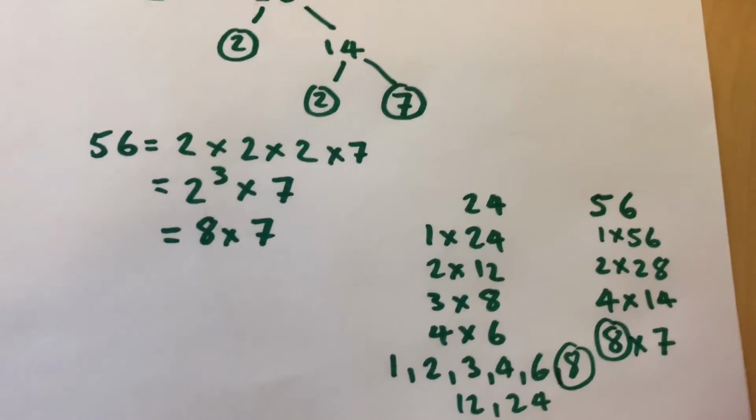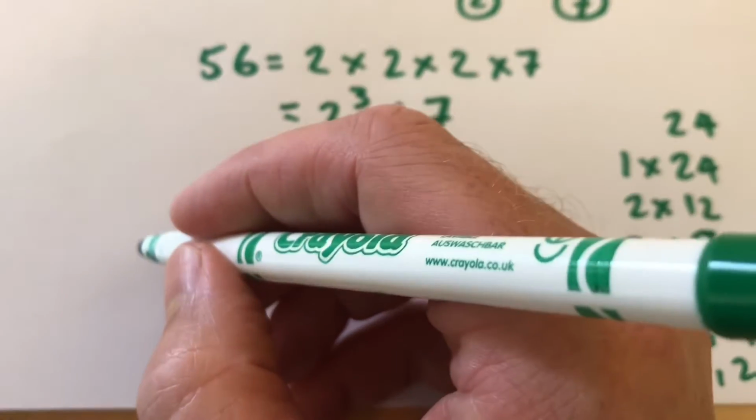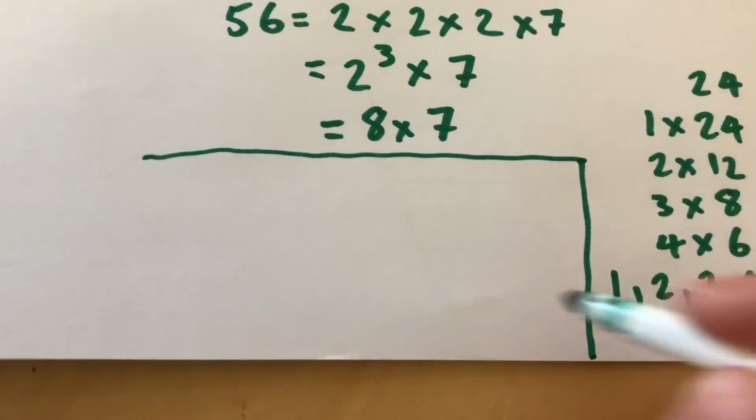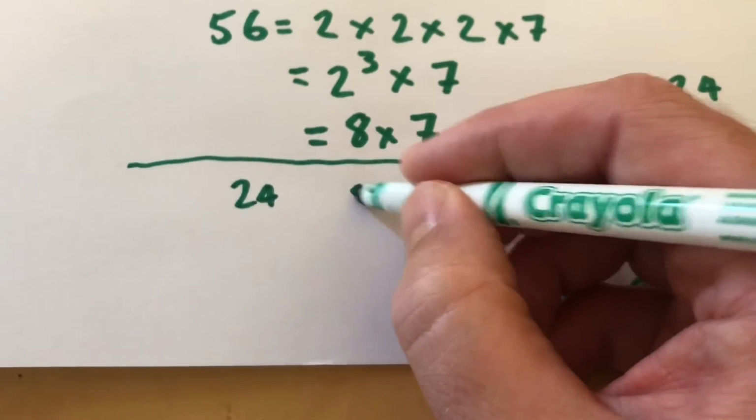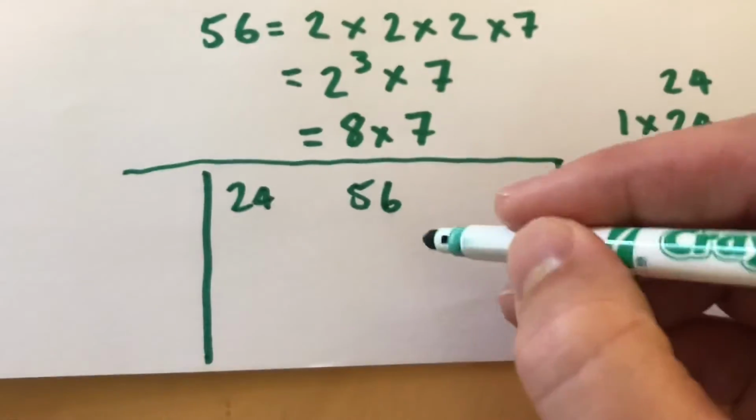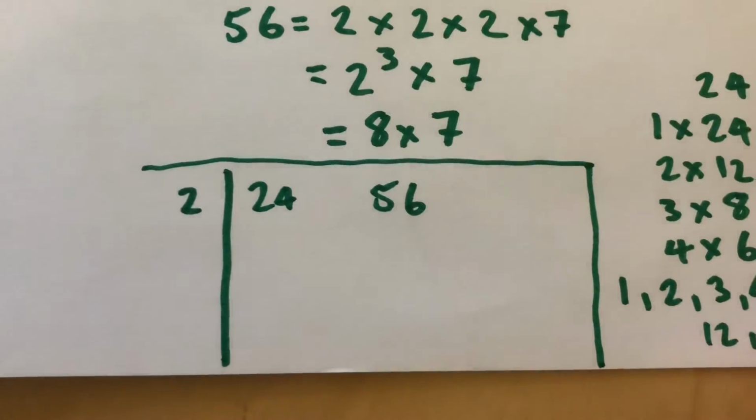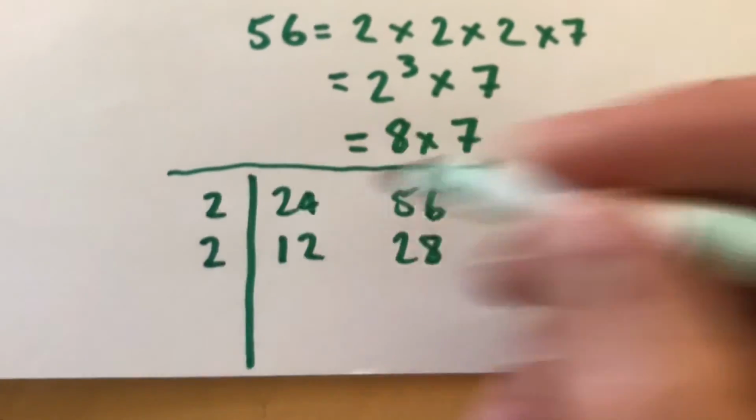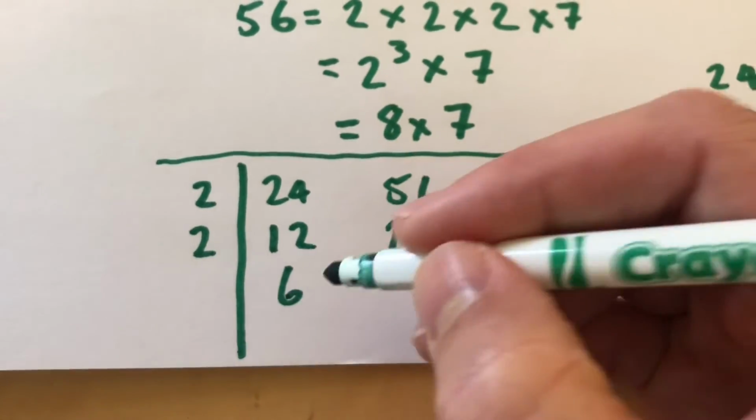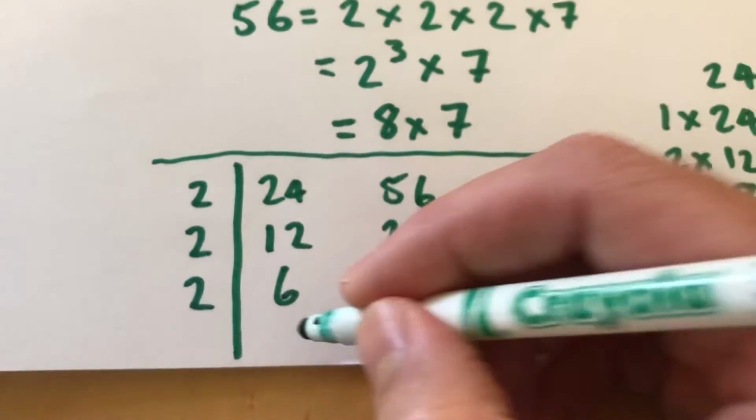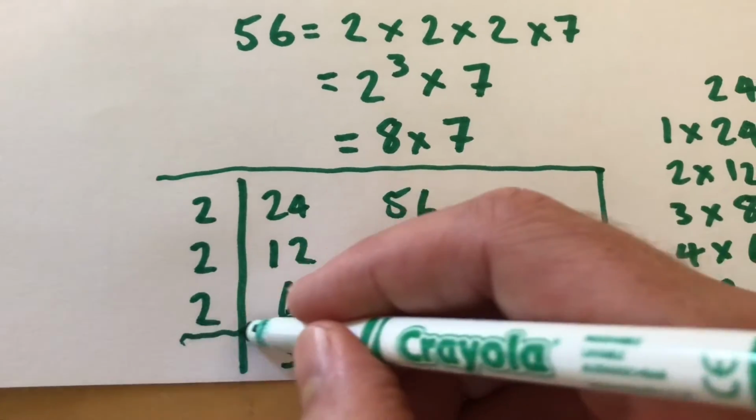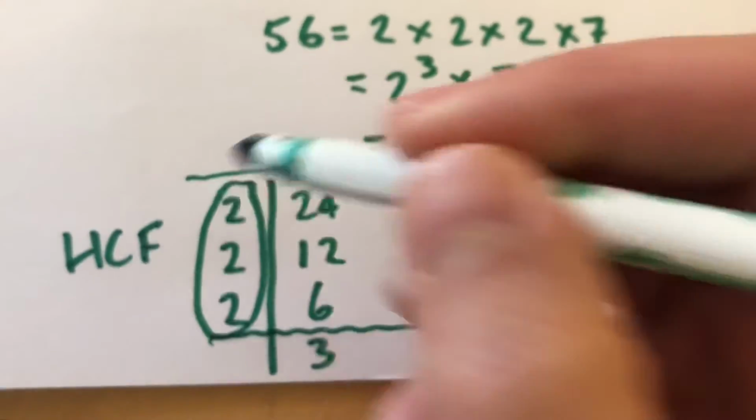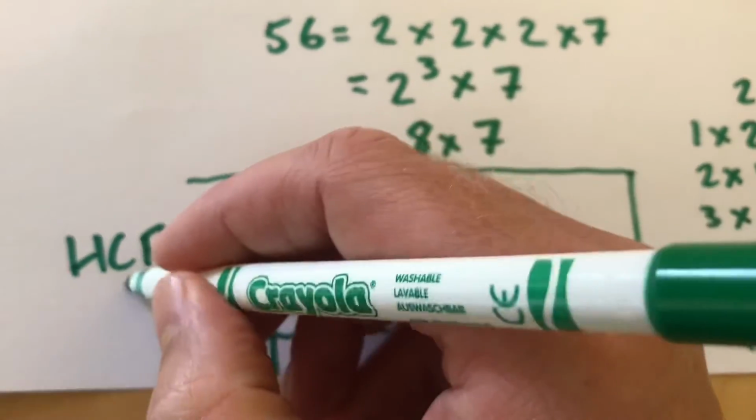For those of you who saw the table method, quickly show the table method here. Draw a line so don't get too confused. Just to check that, 24, 56. It's like a prime factor tree for 2 of them. Both are divisible by 2. That's 12, that's 28. Again, both divisible by 2. 6 and 14, still both by 2, 3 and 7, and there we stop. And I know that column gives me the highest common factor of 2 times 2 times 2, which is 8.